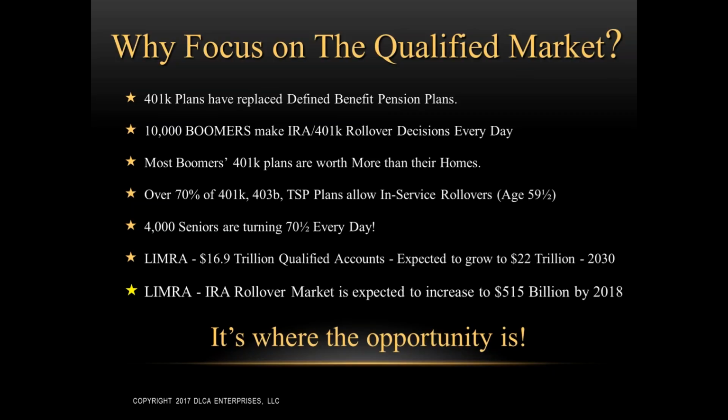We also learned that over 70% of 401k, 403b, and TSP plans allow for what's called an in-service rollover at age 59 and a half, which simply means they don't have to wait until they retire to protect that 401k that's in mutual funds. They can roll that to a safe money solution, typically after attaining age 59 and a half. We've got 4,000 seniors turning 70 and a half every day, and this is what we're really focusing on today. They're having to make IRA rollover decisions, and they need help, and they're not getting advice.